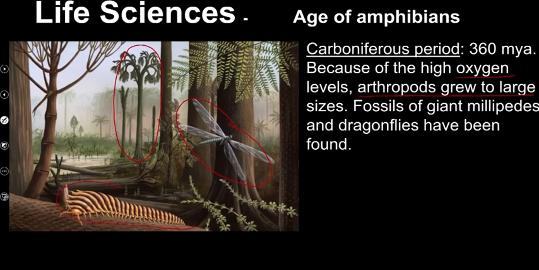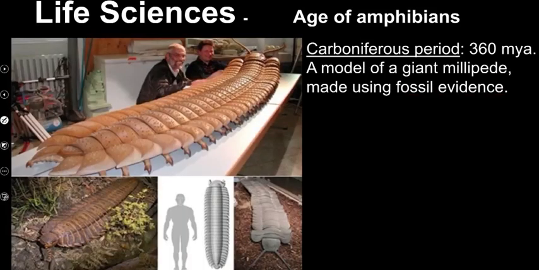This is a type of millipede, but just look at it. They found fossils of this, and they then used it to make a model. Okay, this is an actual fossil. This shows how big they were compared to humans, and this shows some paleontologists who have just made a model of this giant millipede. But the insects could only become large because the concentration of oxygen in the atmosphere was extremely high.